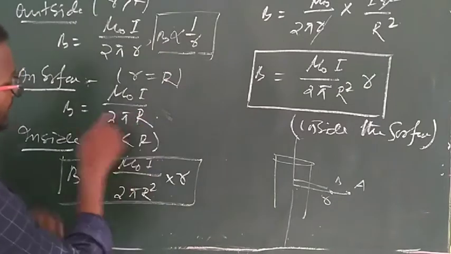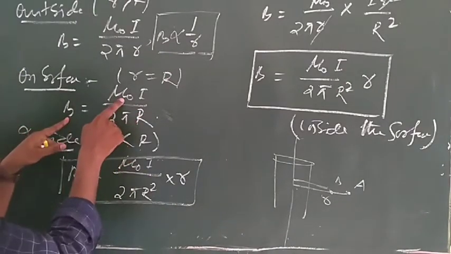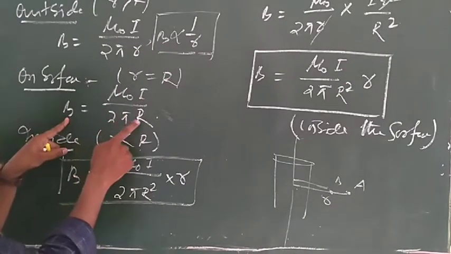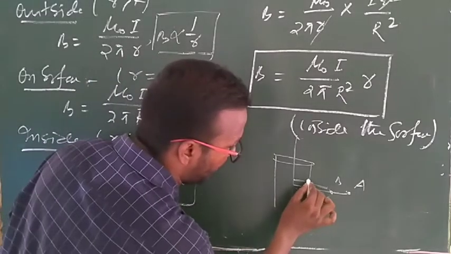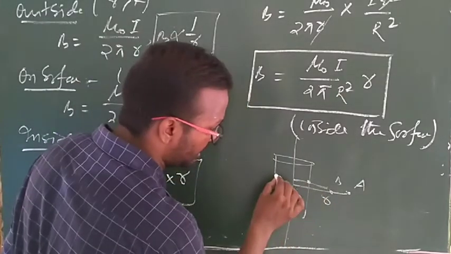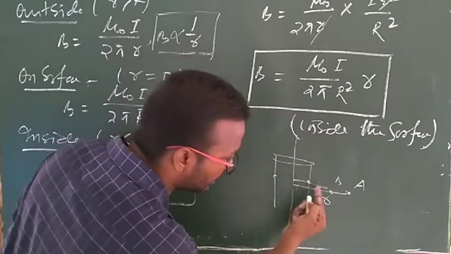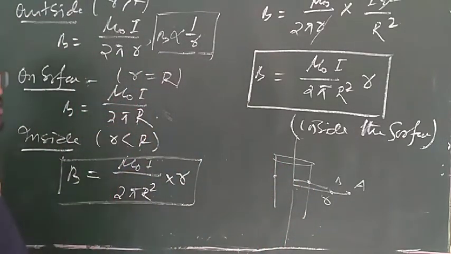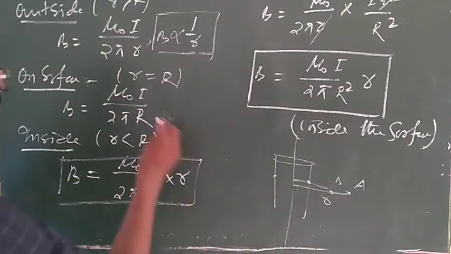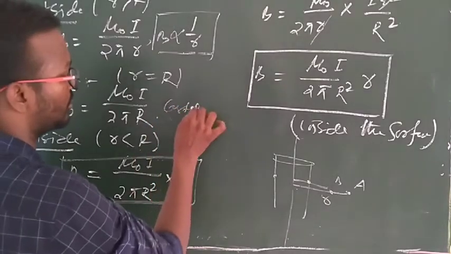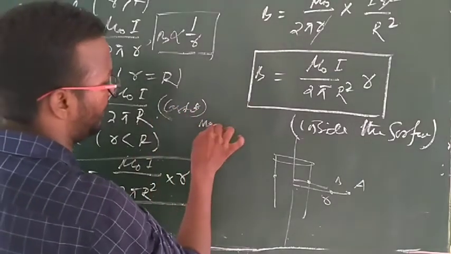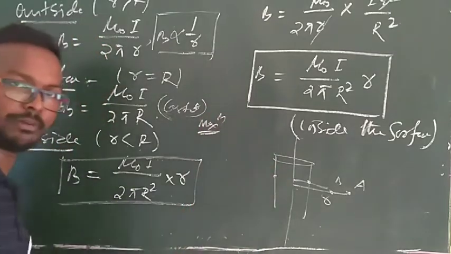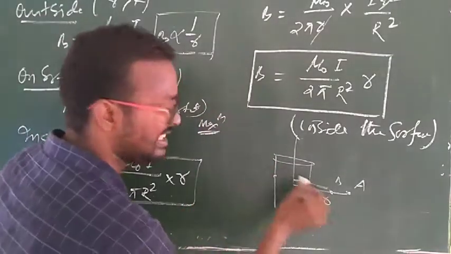But at this point, the magnetic field is constant, because mu constant, I constant, 2 constant, pi constant, R constant. So at this point, the magnetic field is constant. This point and this point, the total circumference, the magnetic field is a constant quantity. Clear? And at this point the magnetic field strength is maximum. Clear? On the surface of a cylinder.